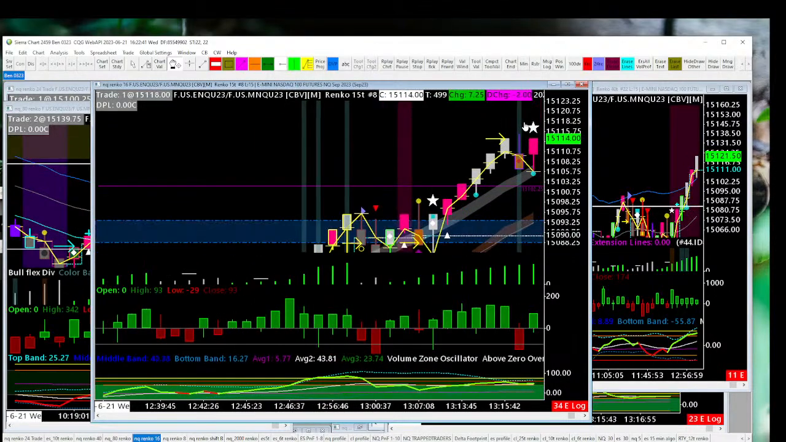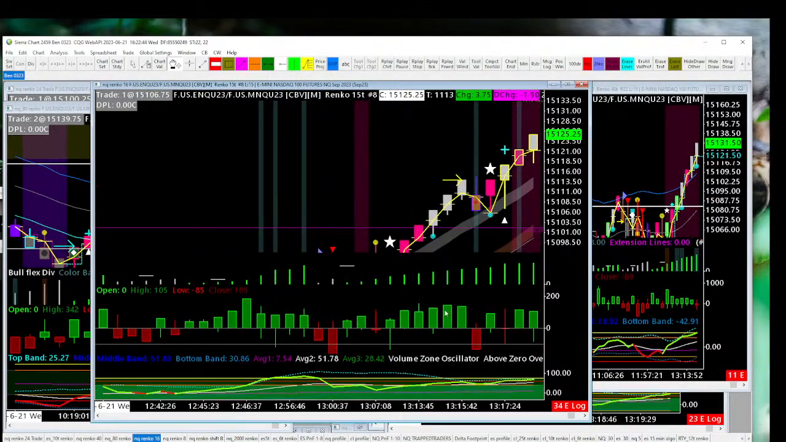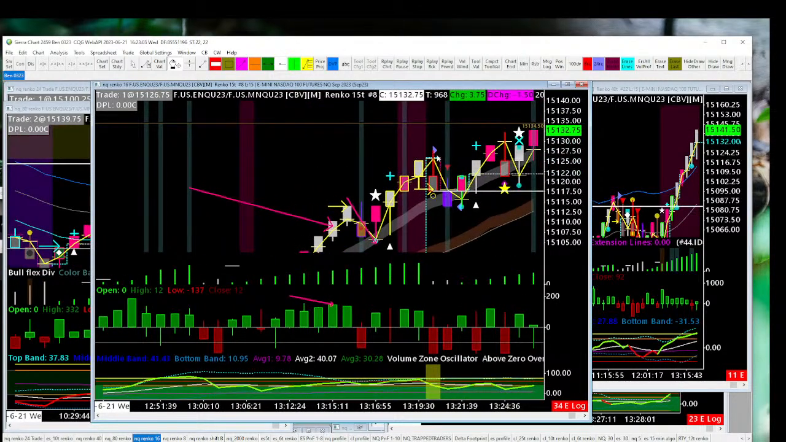Where was that one? Did we just never get there? This one. This one here had a ton of delta. We retraced through the point of control, got a blue dot and a triangle up and a star triangle up. And that was a pretty good spot to be bullish.